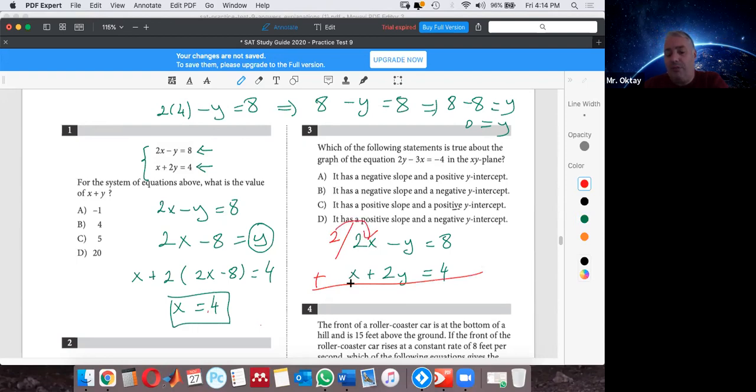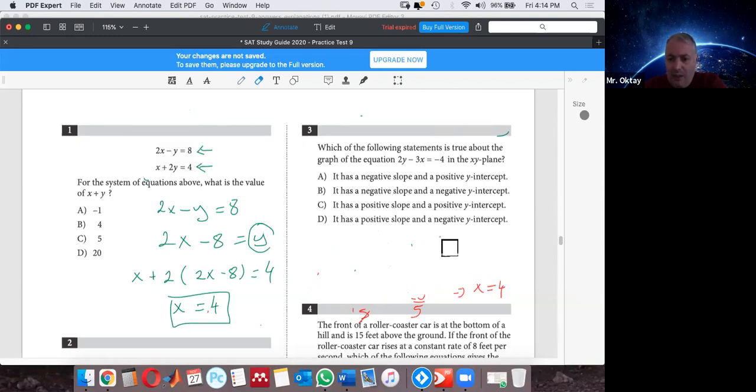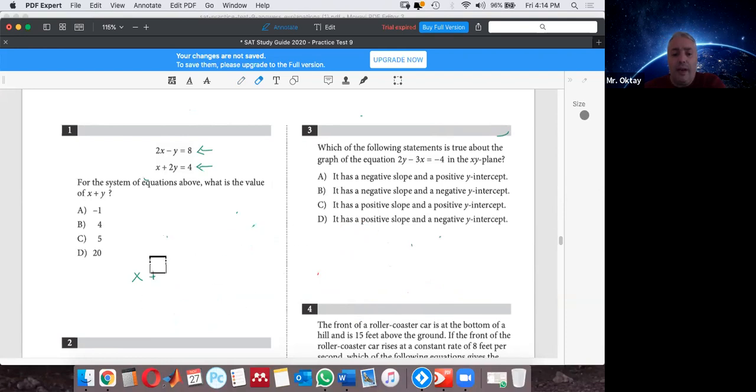2 times 2x, 4x plus x, 5x. 2 times negative 2y, negative 2y plus 2y will be 0. 2 times 8, 16 plus 4 is 20. So 20 is divided by 5, so the result will be x equals 4. I think that's crystal clear for you now. We learned how to solve by using two different ways.